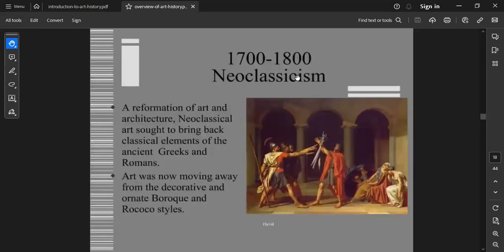And then we have neoclassicism, which is between 1700 to 1800. And this again talks about the reformation of art and architecture. Neoclassical art sought to bring back classical elements of ancient Greeks and Romans. Art is now moving away from the decorative and ornate Baroque and Rococo style.